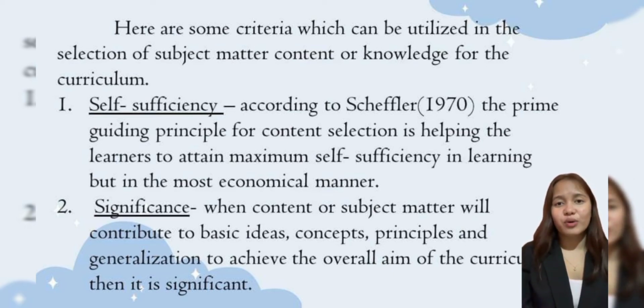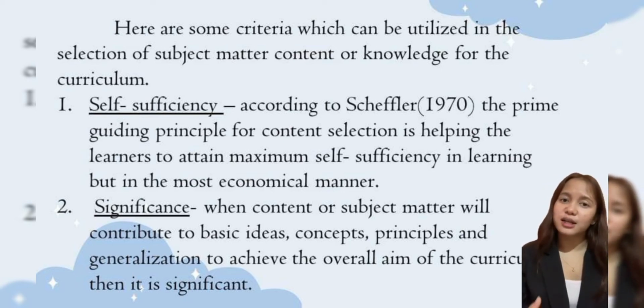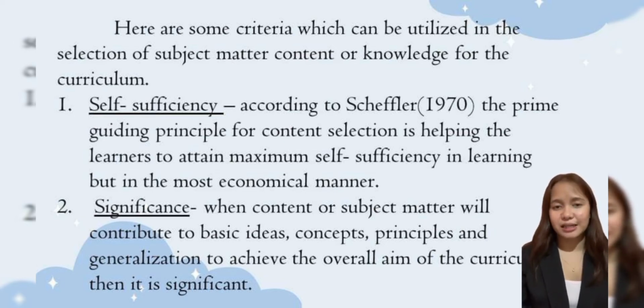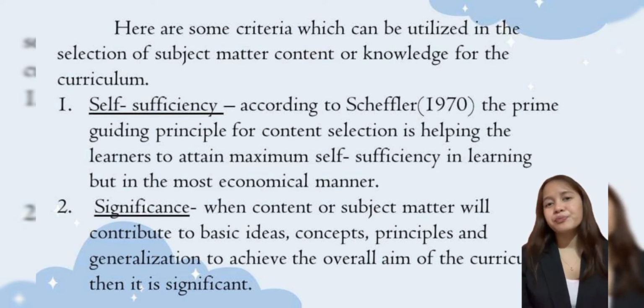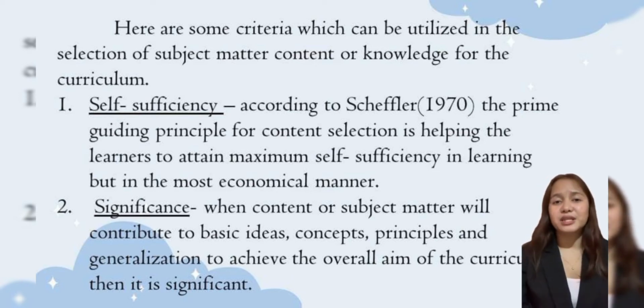Next is significance. When content or subject matter will contribute to basic ideas, concepts, principles, and generalization to achieve the overall aim of the curriculum, then it is significant. Subject matter or content is significant if it develops learning activities, skills, processes, and attitudes. It also develops the three domains of learning and considers the learner's cultural aspects. Particularly if your students came from different cultural backgrounds and races, the subject matter must be culture sensitive. So in short, select content or subject matter that can achieve the overall aim of the curriculum.